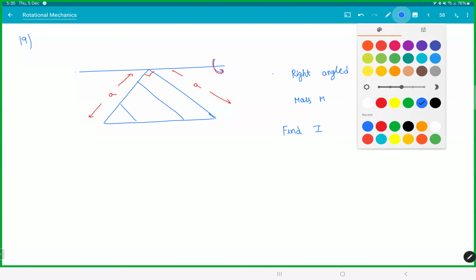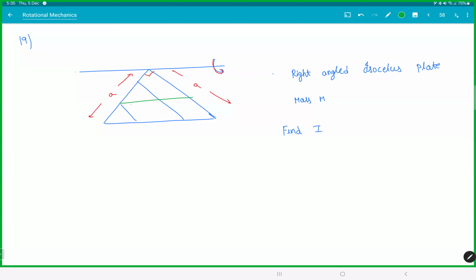How do you choose an element like this? Then this thing looks like this formula, remember? A rod parallel to the axis. Case 2 or case 3, then MD square.